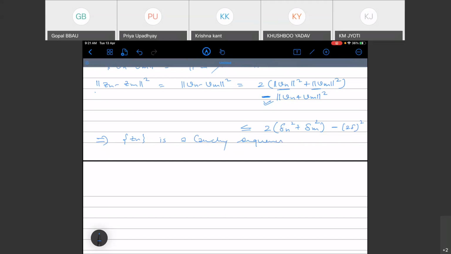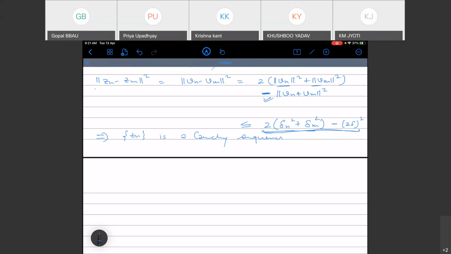Okay, why? Because this delta n and delta m both converge to delta. So as n, m go to infinity, this portion will go to 0. Therefore Zn is a Cauchy sequence. But we know M is complete, therefore it is convergent. So it will converge to somewhere. And we also know that delta n goes to delta.